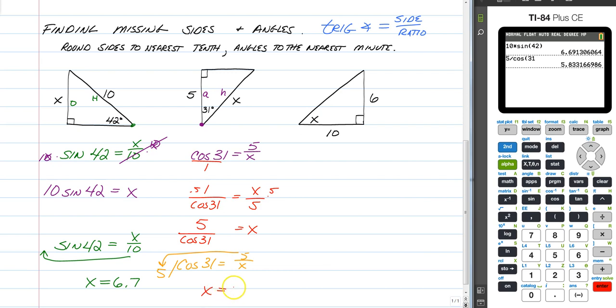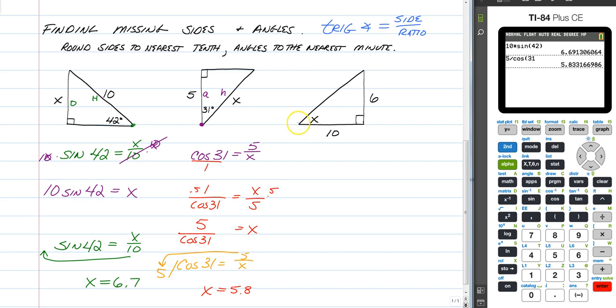And that makes sense. And you always want to double check to make sure that your answer makes sense. The hypotenuse is the longest side. If you would have gotten something smaller than 5, you obviously did something wrong because the hypotenuse is always the longest side of a right triangle.